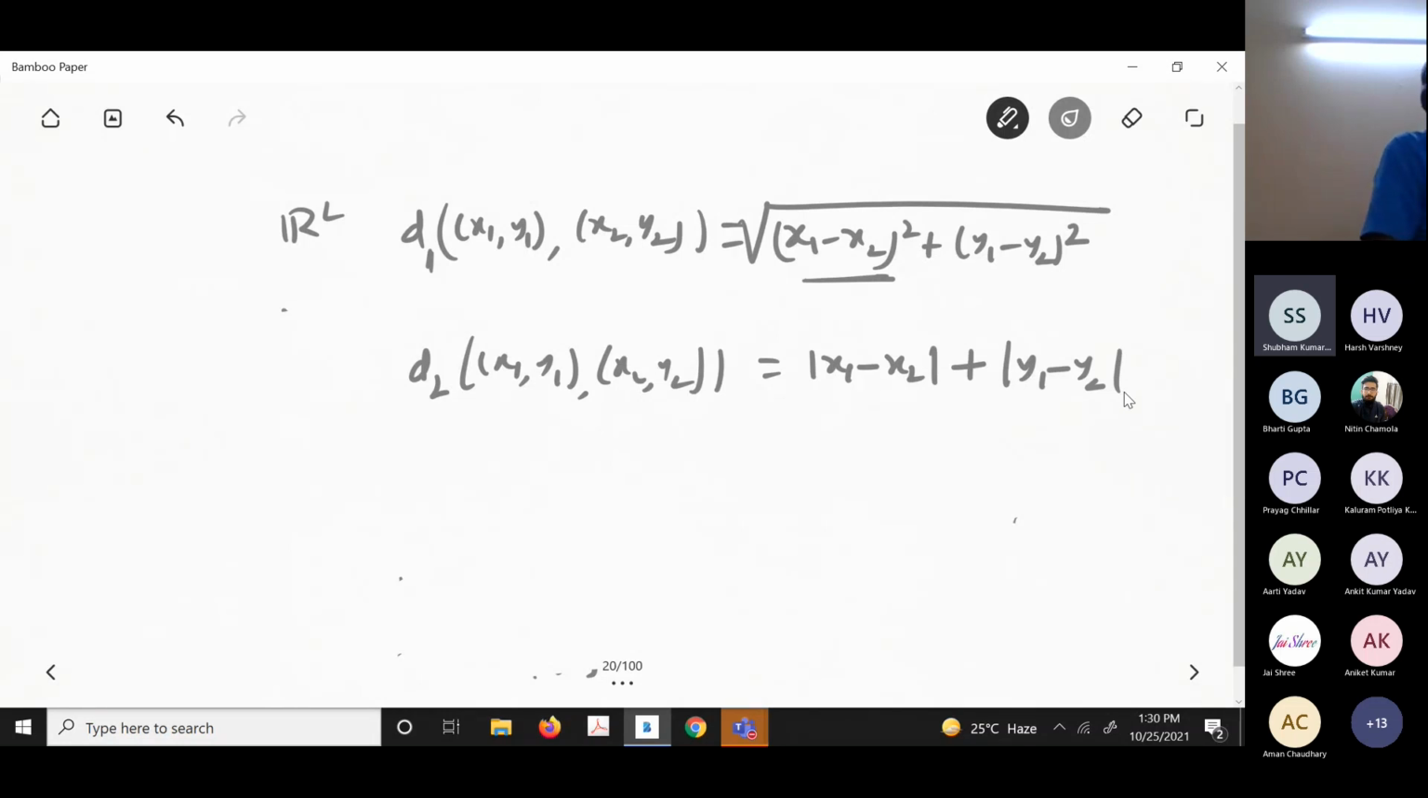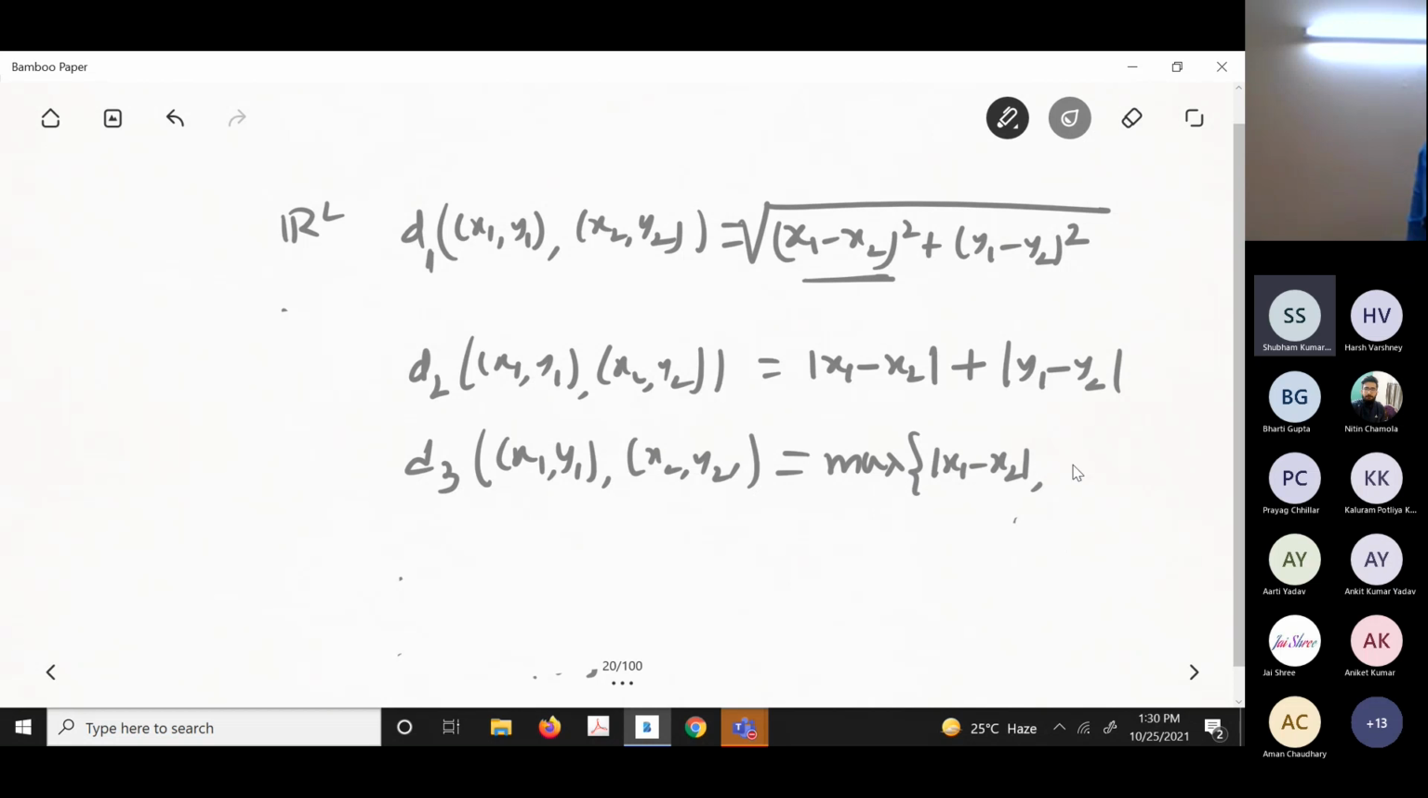This I could give, and you can show these two are equivalent. Not only that, I could give another metric. It all depends on your choice, which one you will feel comfortable in computing. x2, y2, I am giving this max. This will also be a metric, and it will be equivalent to these two metrics.